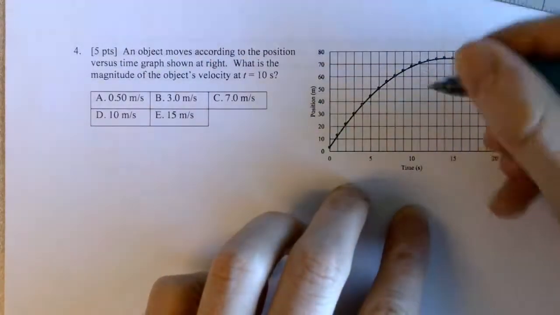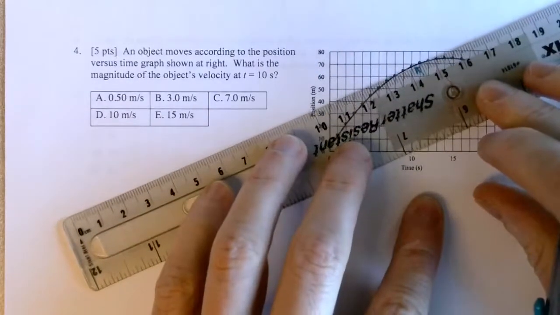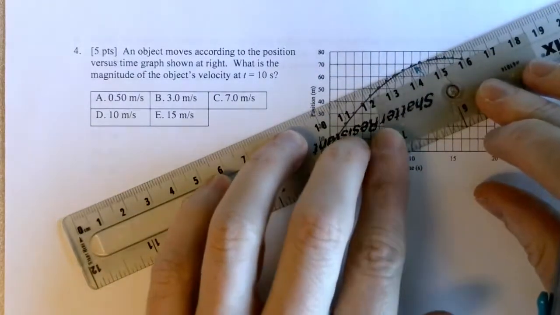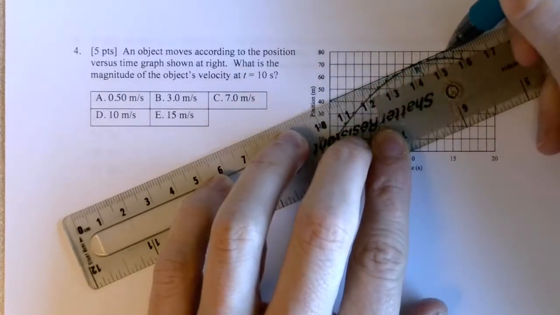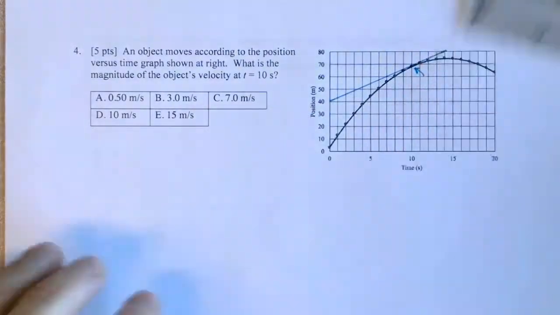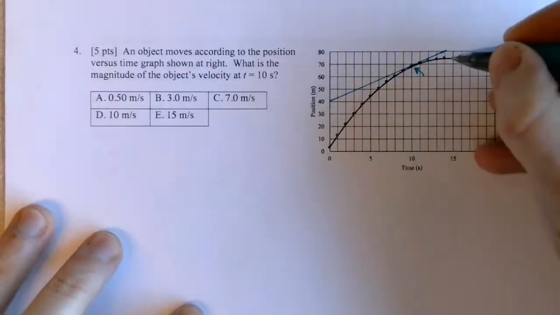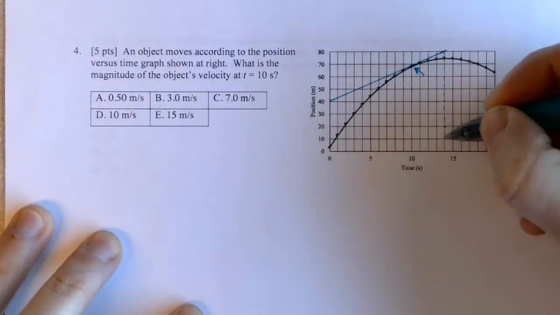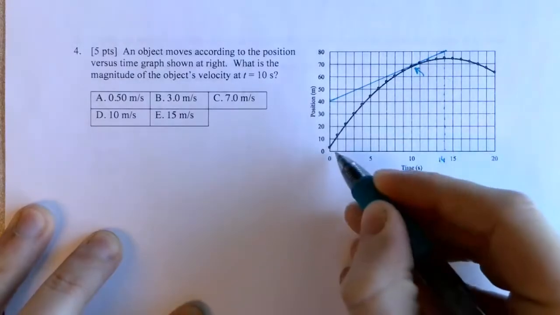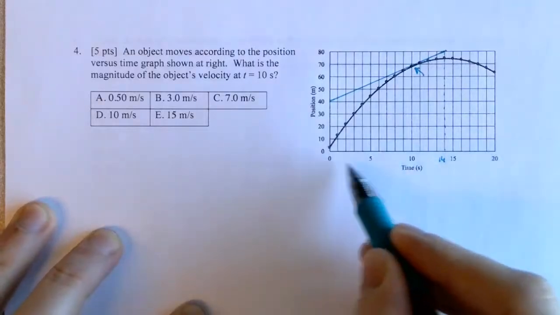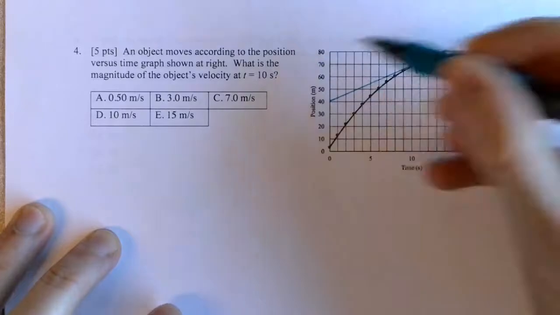So 10 is at this point here. I'll draw my tangent line as best as I can. And it's pretty close to these values, so let's work this out. Let's see, if I drop this line down here, these seem to be 10, 11, 12, 13, and 14. That goes all the way to 0. So my run will be 14 seconds. My rise looks like it goes from 40 to 80.